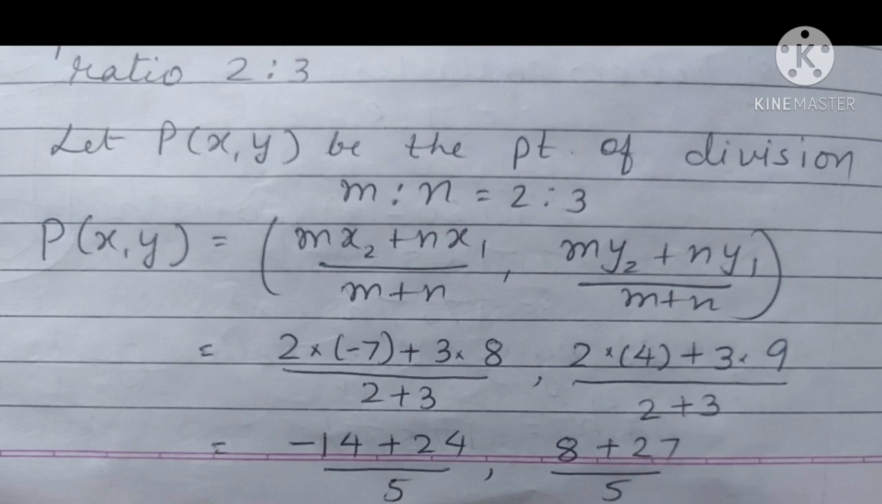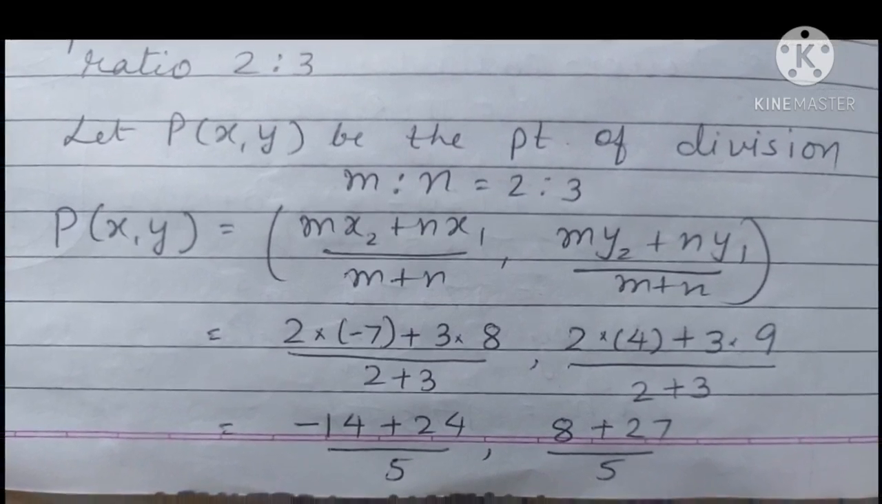Now the next question is: find the coordinates of the point which divides internally the join of the points (8, 9) and (-7, 4) in the ratio 2:3. Let P(x, y) be the point of division and m ratio n is equal to 2:3. Students, here you are not given the question, but in the other PDF I will send you the question properly.